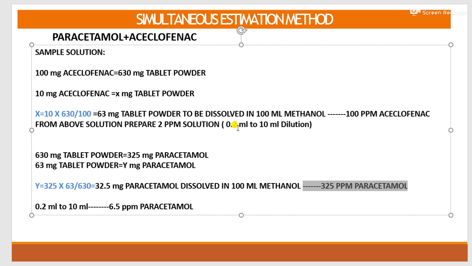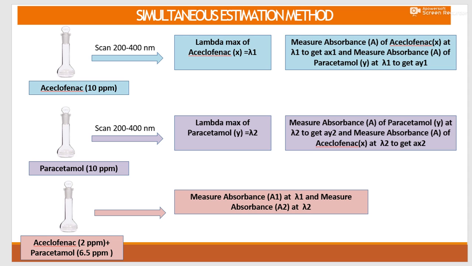Now the solution was diluted from 0.2 to 10. So when this dilution was done, the concentration of paracetamol was 6.5 ppm. So sample solution contains 2 ppm of aceclofenac and 6.5 ppm of paracetamol. So finally we have 3 solutions with us: aceclofenac standard solution 10 ppm, paracetamol standard solution 10 ppm, and sample solution containing 2 ppm of aceclofenac and 6.5 ppm of paracetamol.